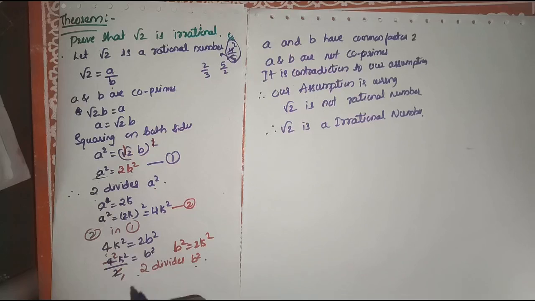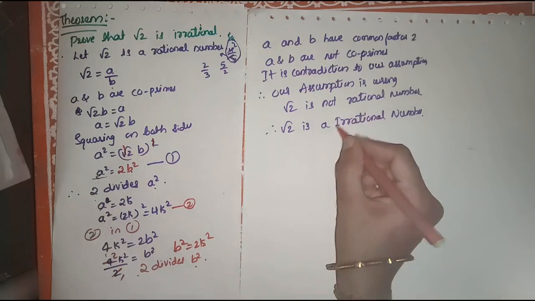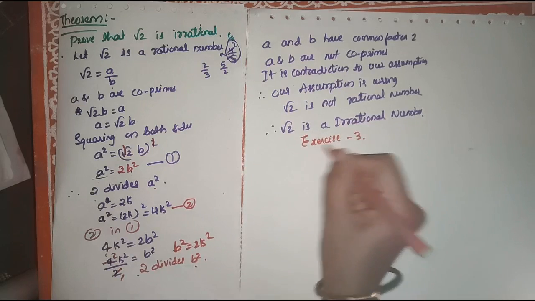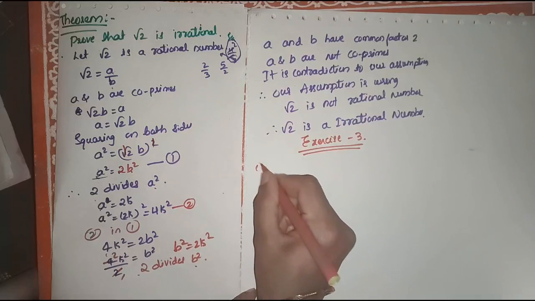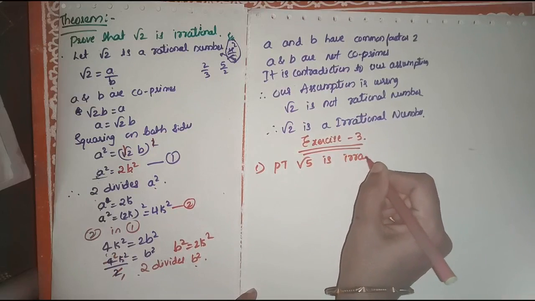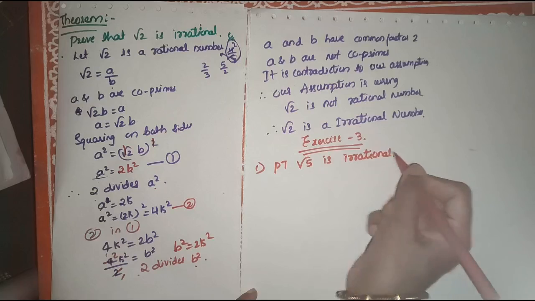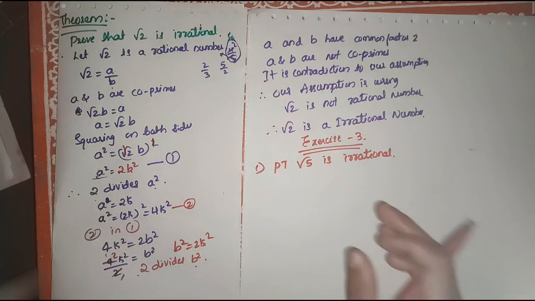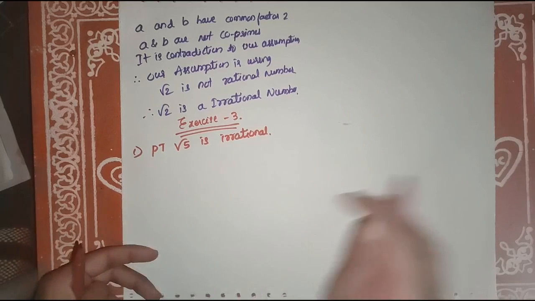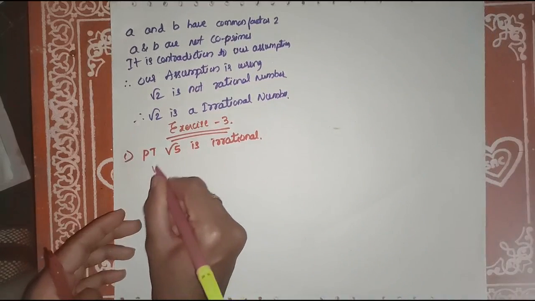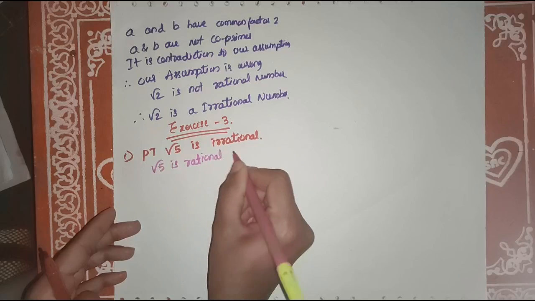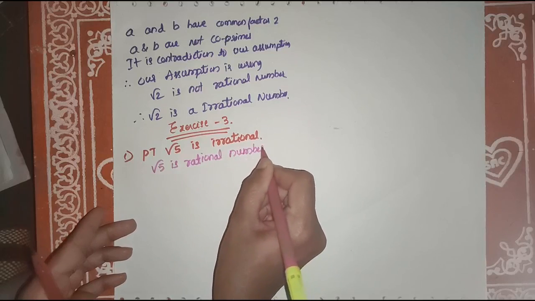Okay, so here in third exercise of real numbers, we have root 5. First question is, prove that root 5 is irrational. We need to prove same as above, root 2. So let us prove this one. As previous, we need to take root 5 as a rational number. We need to assume this as a rational number.